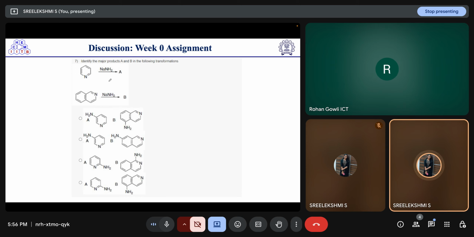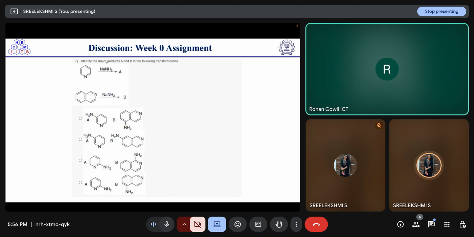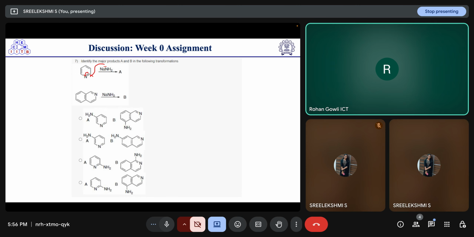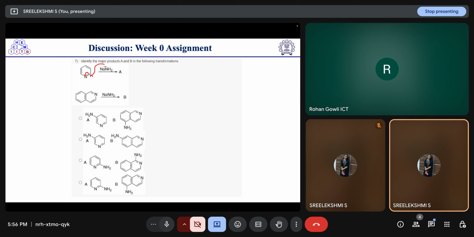Here basically what is happening, this NaNH2 is attacking, right? So this NH2 minus is attacking. If it attacks at this center, what can happen? This bond will shift over to this nitrogen and it will form this N minus. Then this negative charge, if it comes back as the double bond, one proton will be leaving and result in our product. So that is the basic mechanism.